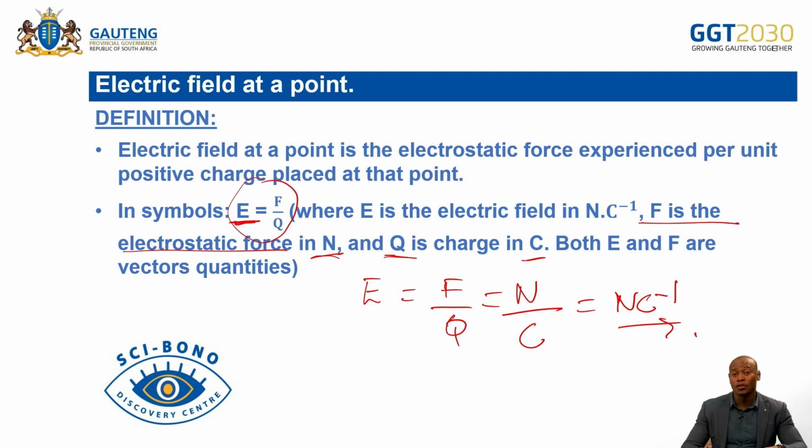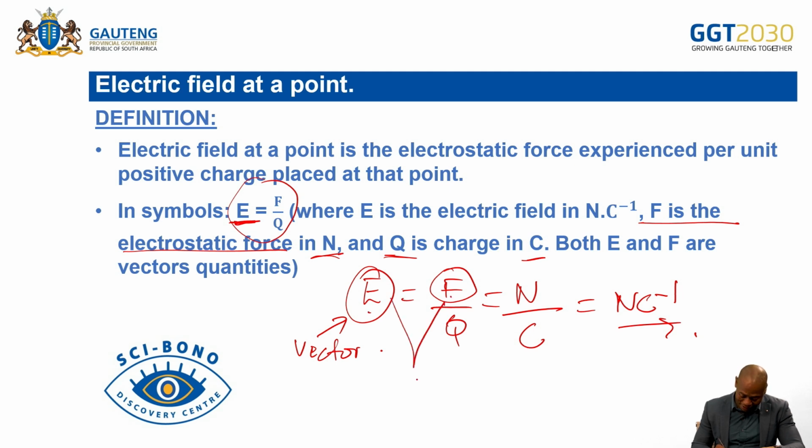What you need to know is that the electric field at a point is a vector. It has both magnitude and direction. And remember, F is also a vector. So E and F are always in the same direction.